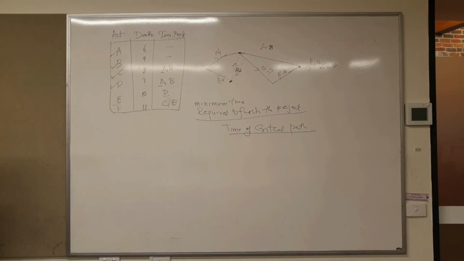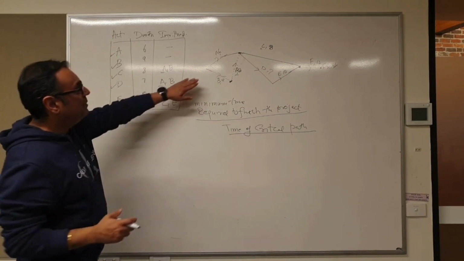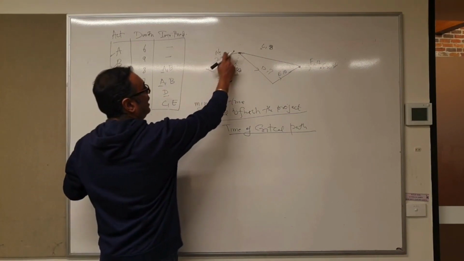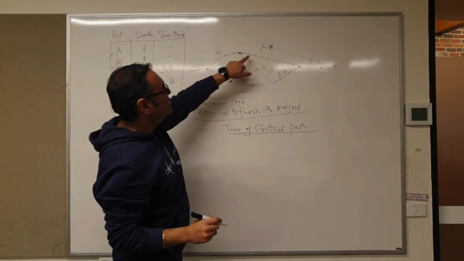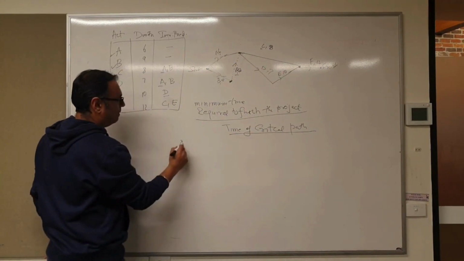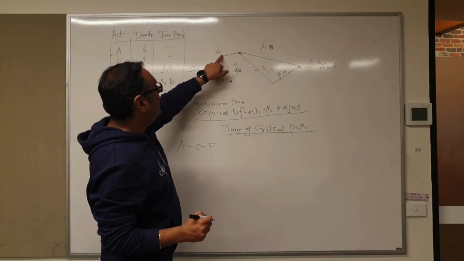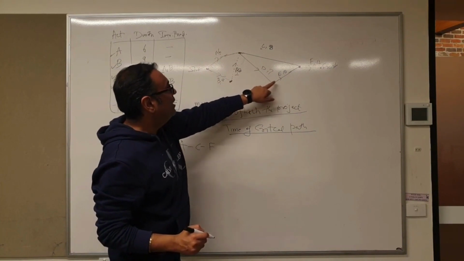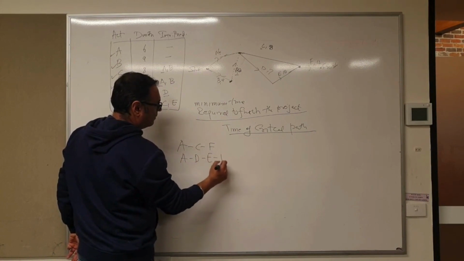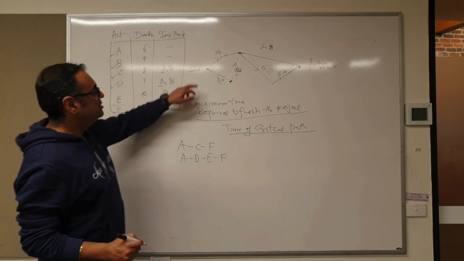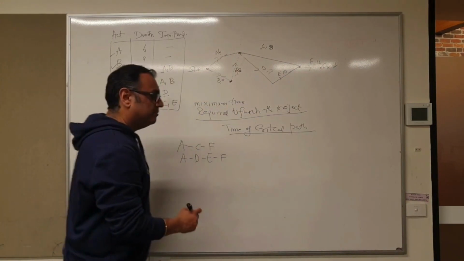And what is a critical path? Critical path is that path. See, how many paths do you have here? You have A from start to finish, if that's your start. So you have A, C, F. You have A, D, E, F. What else, Mohammed? B, D, E, F.